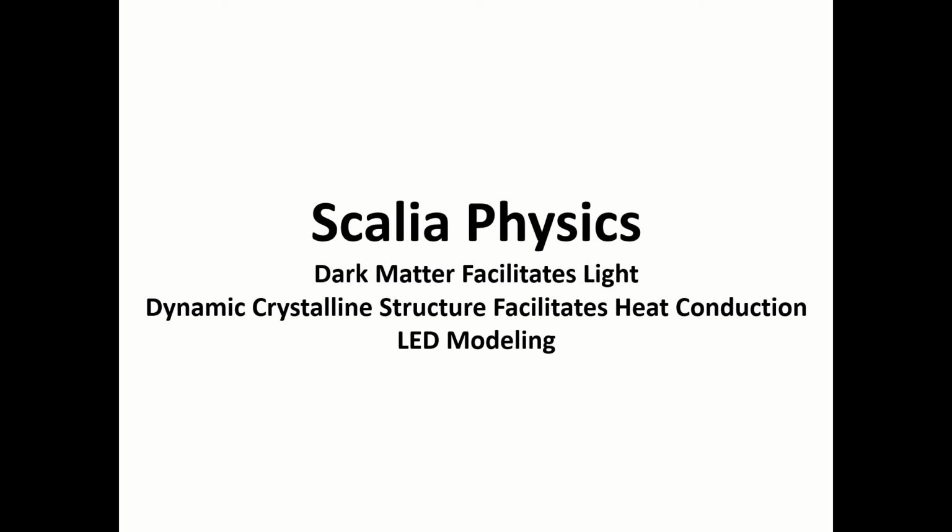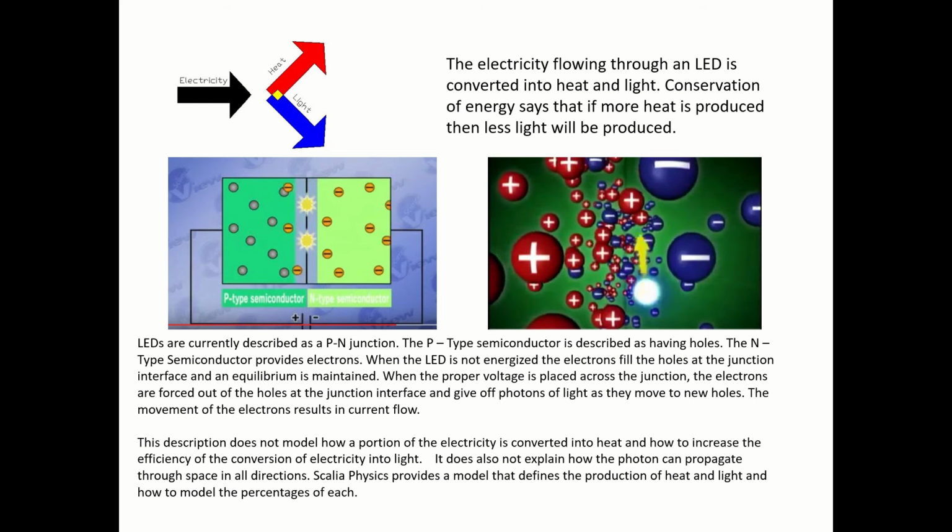Thanks, Sean. So what we're going to be talking about today is how dark matter facilitates light and how a dynamic crystalline structure of the nucleus of a molecule facilitates heat conduction. And the reason we're doing this is we're trying to understand how LEDs work and how they can produce light and heat. When you put electricity into an LED, it makes a percentage of heat and a percentage of light, and we're trying to understand how to affect those percentages.